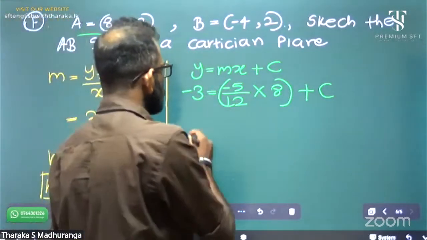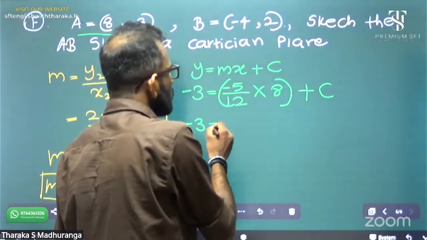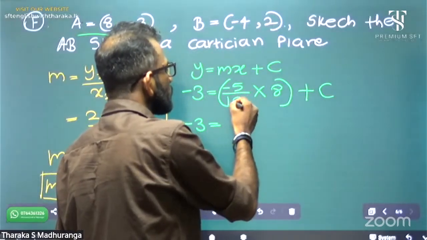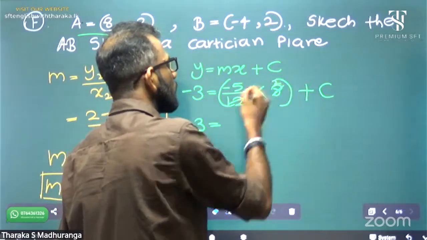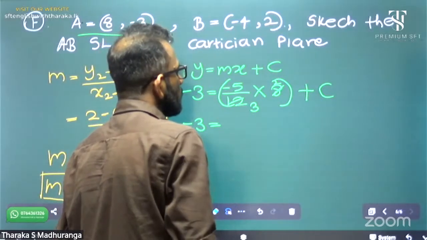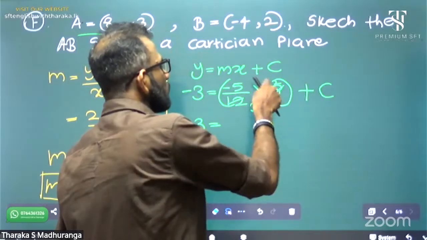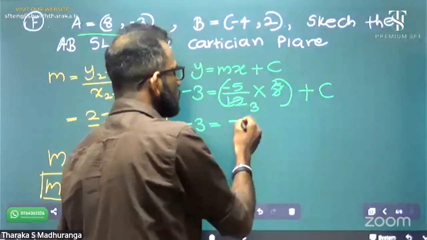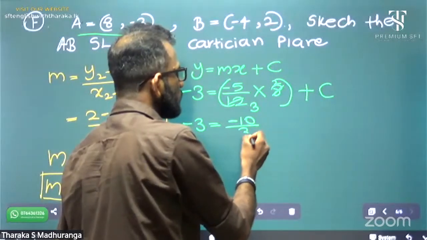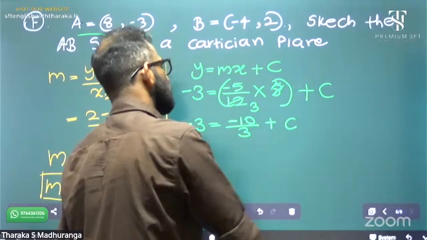Okay, now minus 3 equals minus 12 over 8, and the 12 and 8 cancel. It is 3 times 2 times 4. Now 5 into 2 is 10, so that means minus 10. Minus 10 over 3 plus c.